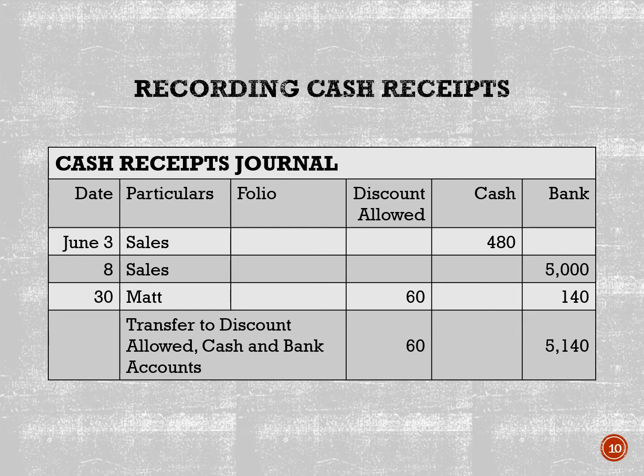Sama juga dengan cash receipt, daripada soalan you dah kena pasti mana item yang cash receipt, and then you have to open the discount allowed, cash and bank. So after that you just put here the total. Okay, this one should be 480 lah. And then kita akan transfer on 30 June, kita akan transfer to the discount allowed, cash and bank account.